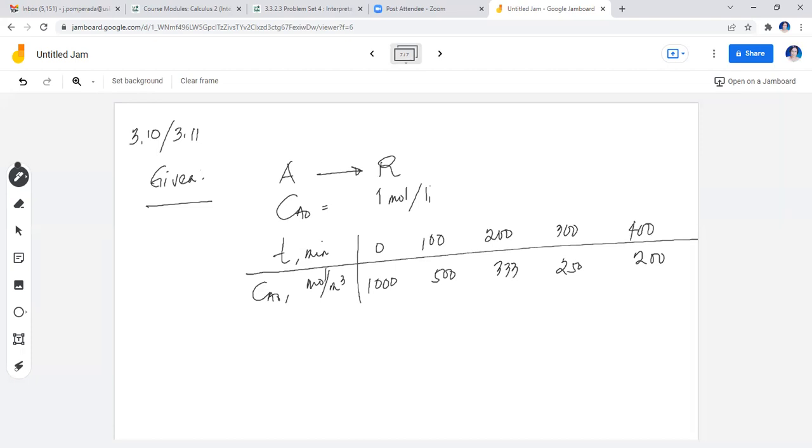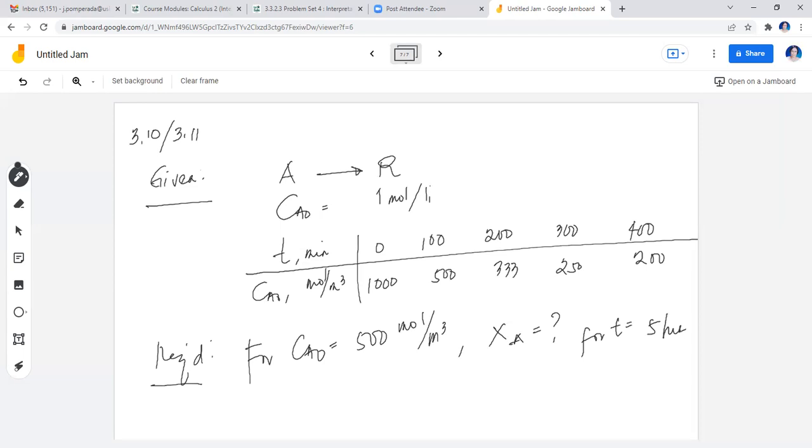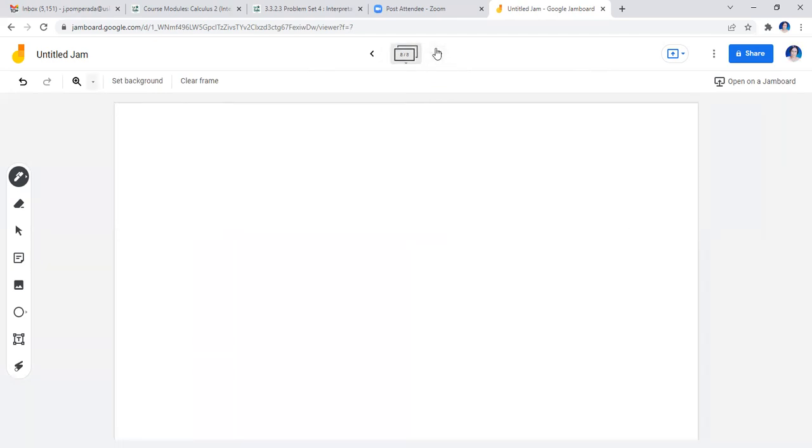Now this is our given, but this time the required information is this. For a different CA0 of 500 mole per cubic meter, find the conversion XA for T equal to, this time the time unit is in hours, 5 hours. Okay, so that's our problem now. Now we go to our solution. So these are the information that we can use.